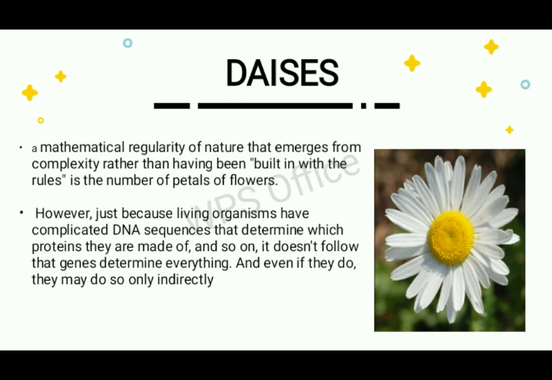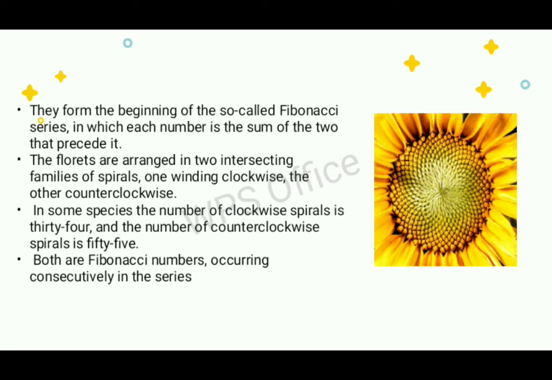There's no choice. So some features of the morphology of living creatures are genetic in origin and some are a consequence of physics, chemistry, and the dynamics of growth. One way to tell the difference is that genetic influences have enormous flexibility, but physics, chemistry, and dynamics produce mathematical regularities. They form the beginning of the so-called Fibonacci series, in which each number is the sum of the two that precede it. Petals aren't the only places you find Fibonacci numbers either.